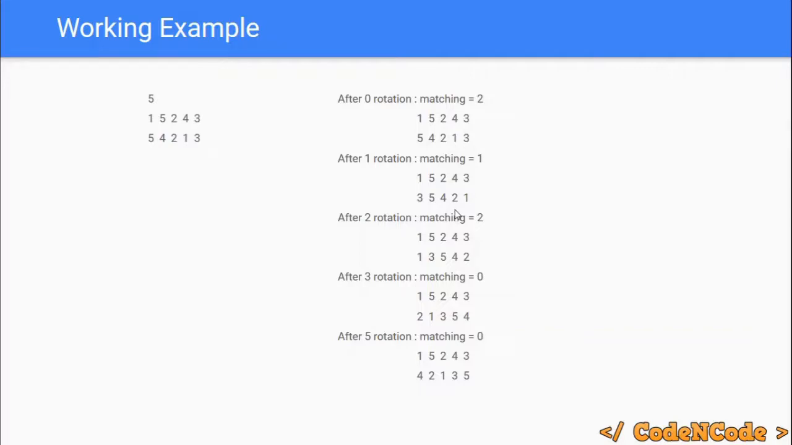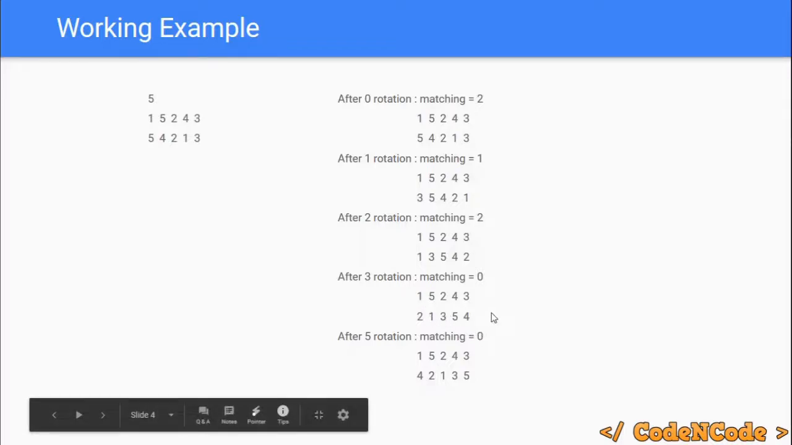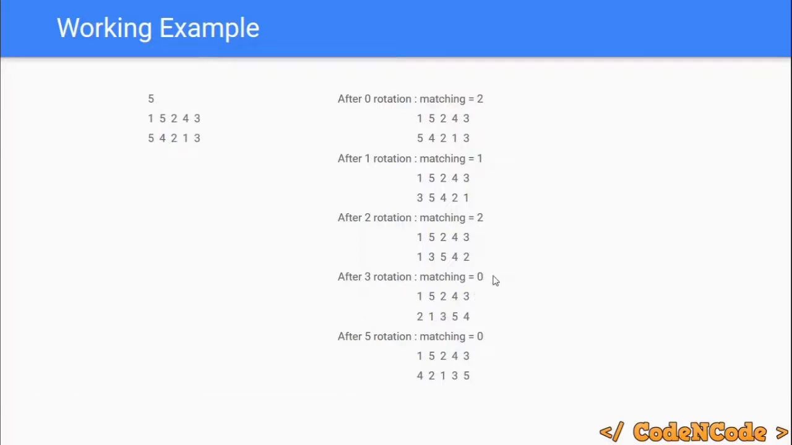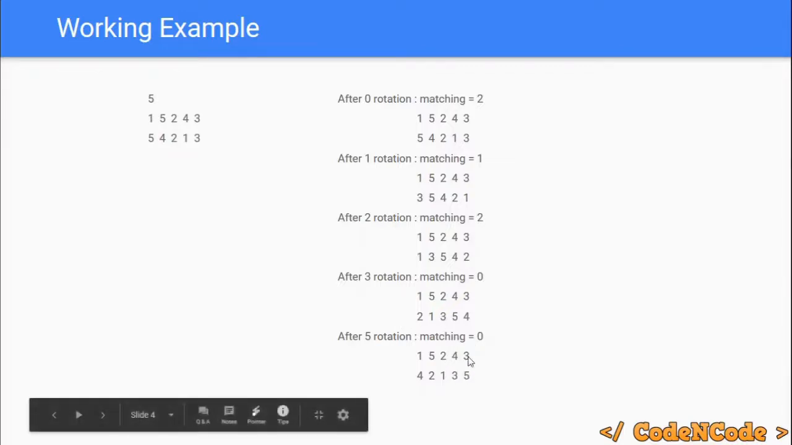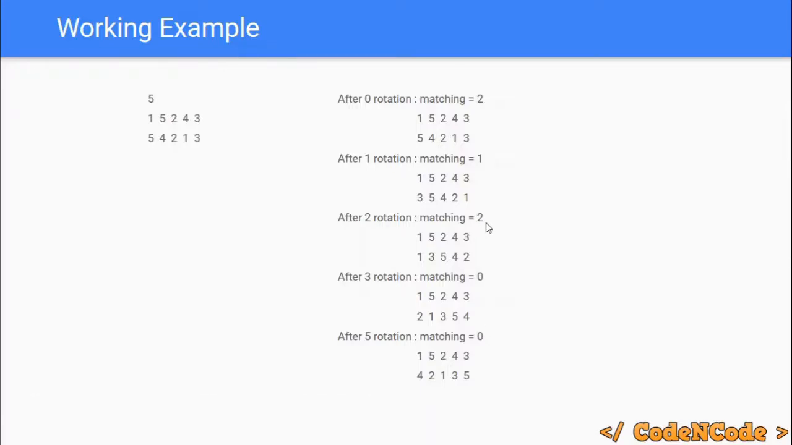Now perform one extra right rotation, so overall that results in 2 right rotations. Here we can see we are again having 2 matchings: 1 is matching with 1, 4 is matching with 4. We can again perform a right cyclic shift. After 3 right cyclic shifts, we have 0 matchings, because none of the elements match with each other. We can perform a right cyclic shift one more time, and then we again see 0 matching. So the maximum matching we are able to obtain is 2.